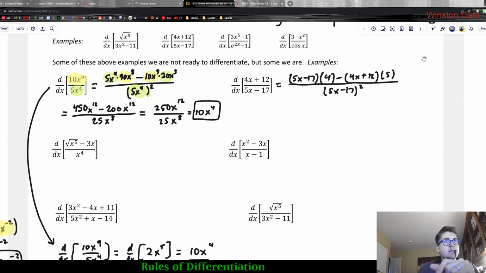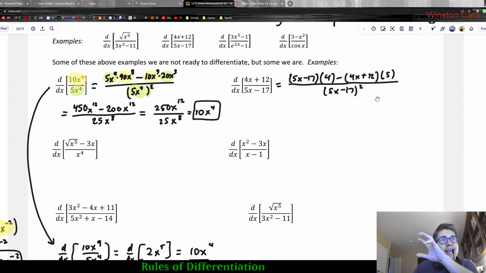And one word of warning before you move on is I've seen a lot of students say, well, there's a 5x minus 17 here and here, and they will try to cancel it. But remember, the cancellation rule with fractions only works if the cancellation is in all of the terms. Notice how this has a 5x minus 17, but this does not. So trying to cancel this with this does not work. Because this does not have anything to cancel. So essentially that's just an incorrect use of algebra.